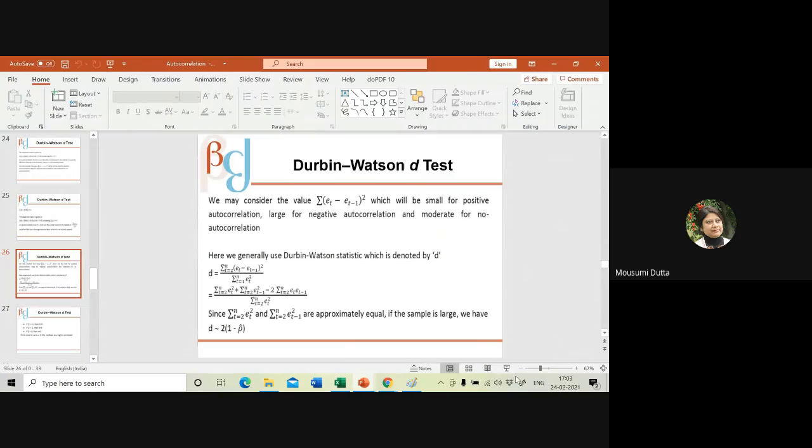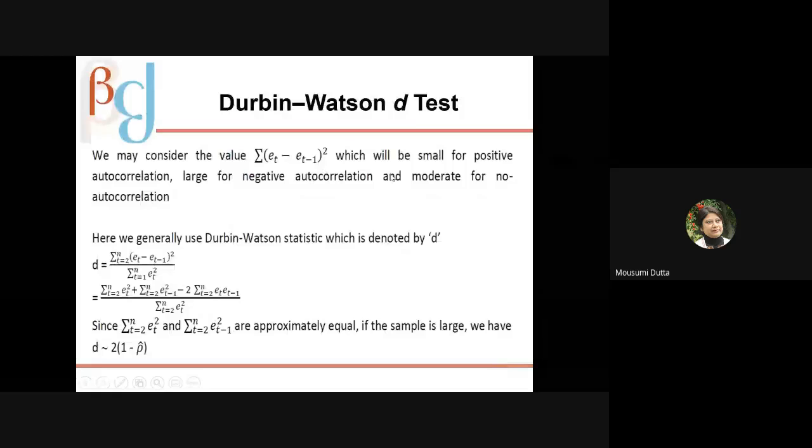So this summation (et minus et-1) whole square will be small for positive autocorrelation, large for negative autocorrelation, and moderate for no autocorrelation. So this is responding to different patterns of autocorrelation. We presented the graph of positive autocorrelation, negative autocorrelation, and no autocorrelation. So we are finding that this will be able to capture the aspects of positive, negative, as well as no autocorrelation. So the numerator is replaced by summation (et minus et-1) whole square.